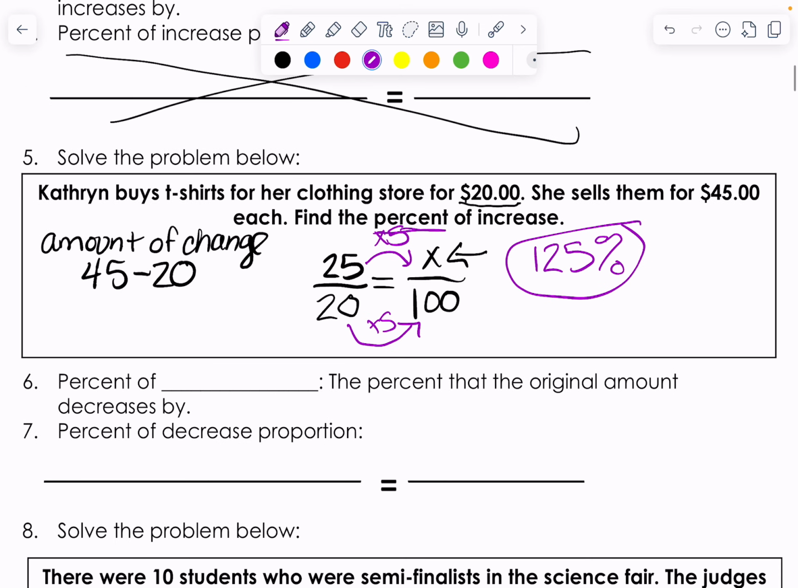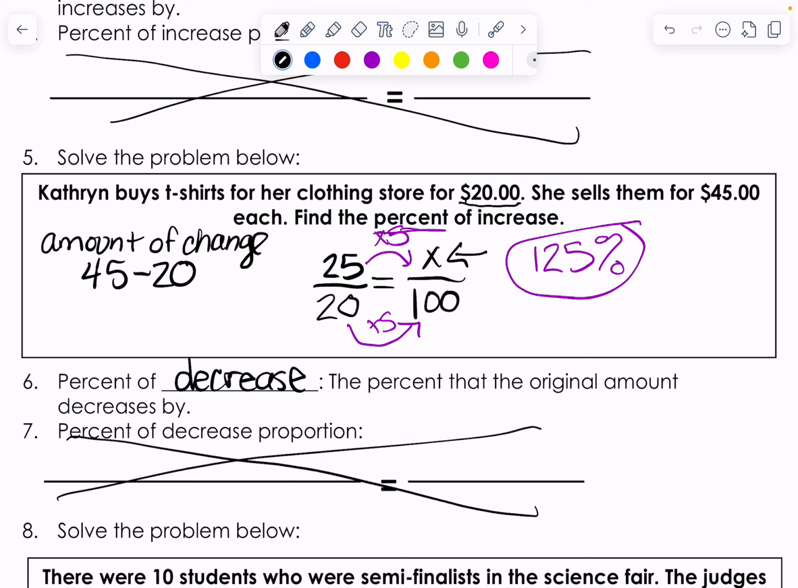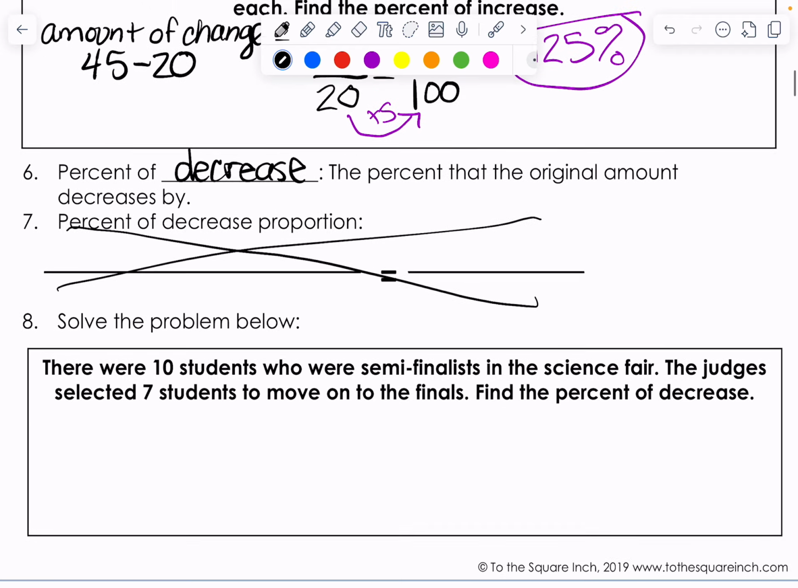A percent of decrease is going to be the percent that the original amount decreases by. So again, you're always comparing to the original amount or the original number. And again, we don't need to really think of a separate proportion for that. It's just the amount of change as your numerator. The original amount is always the denominator, and then x over 100.